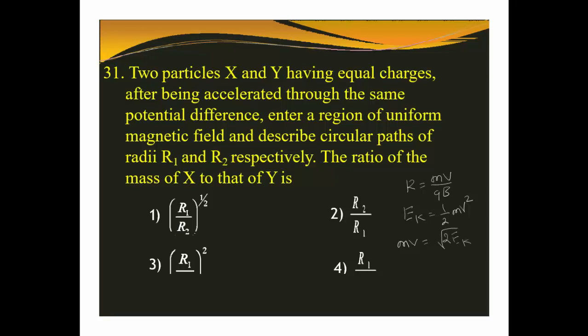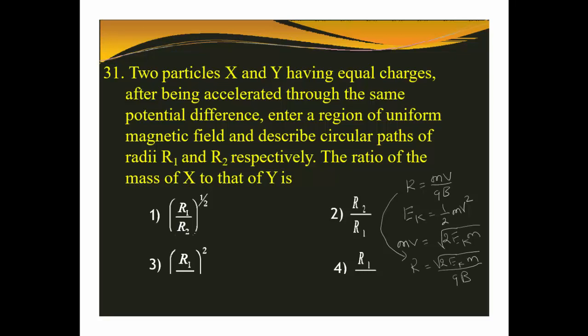If you multiply m on both sides, it will be 2mEk equals m squared v squared, so mv equals root of 2Ek into m. Now use the radius formula: r equals mv, which is root of 2Ek into m, divided by qB.